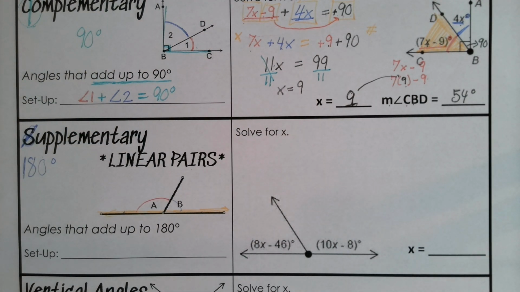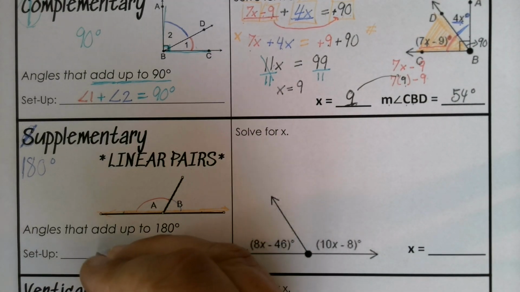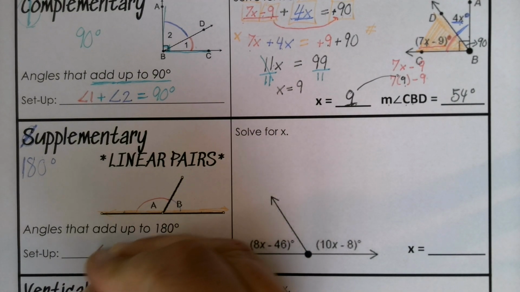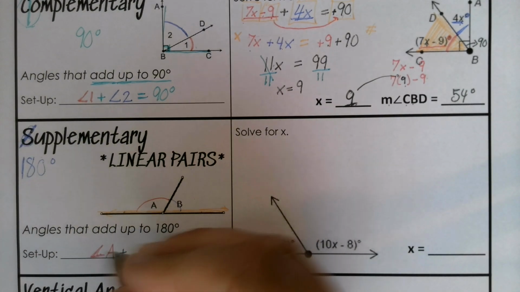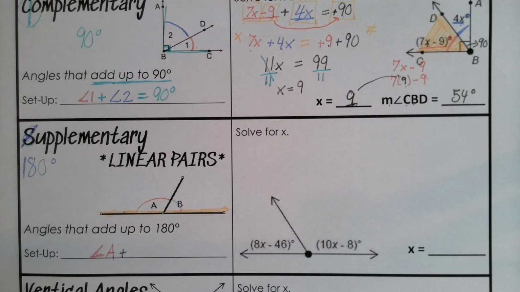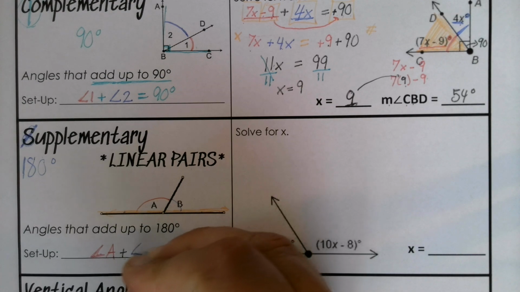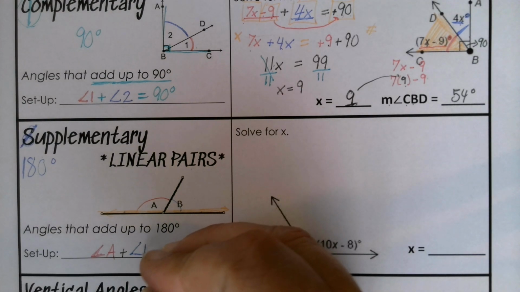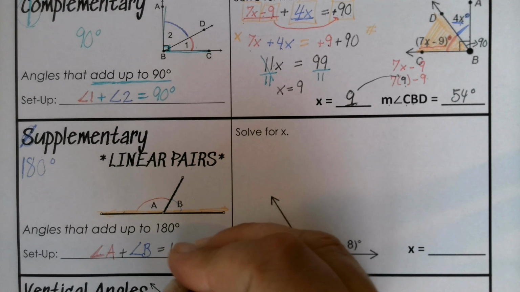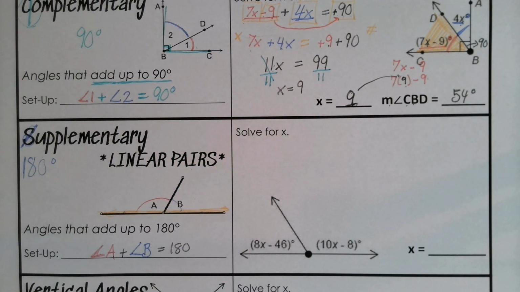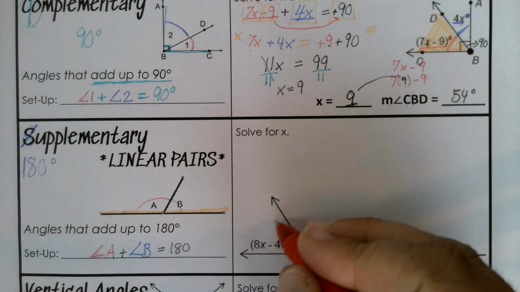Supplemental. The setup is going to be the same. We're taking 2 angles and adding them together. I have angle A, and I'm adding that to angle B, but this time they don't add up to 90 degrees, they make a bigger angle. They're adding up to 180 degrees. Okay, so let's give that setup on this one a try.